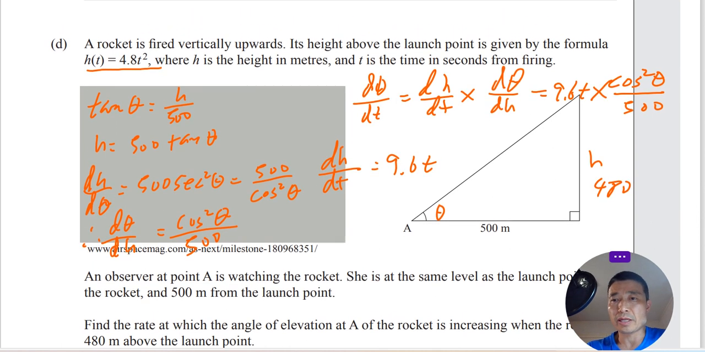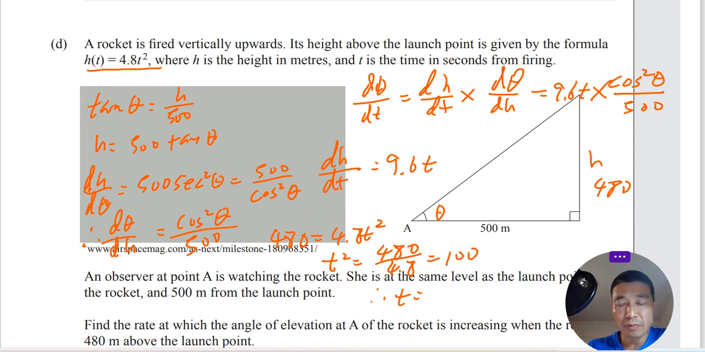So how much is the theta? So you have to find the two. So should we find t? I think Tristan asked how I can get t. Right, so obviously you have to plug 480 into h, isn't it? So I'm going to write here: 480 equals 4.8t². So t² equals 480 over 4.8, which is 100, isn't it? Hence t is plus or minus 10, but minus 10 doesn't make sense, so it must be 10 seconds.